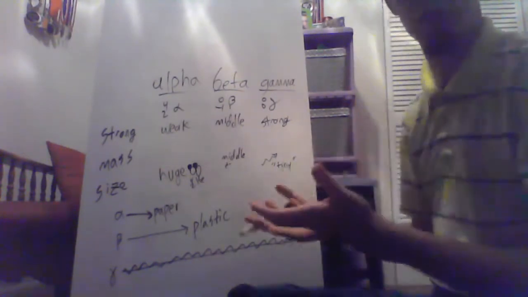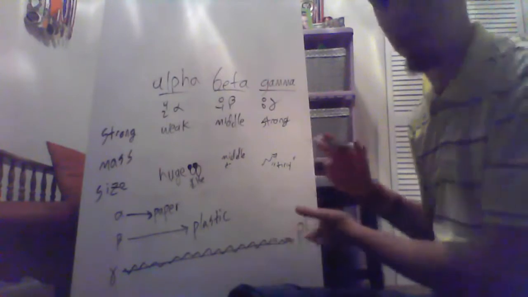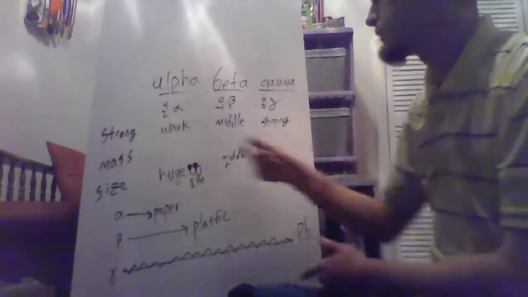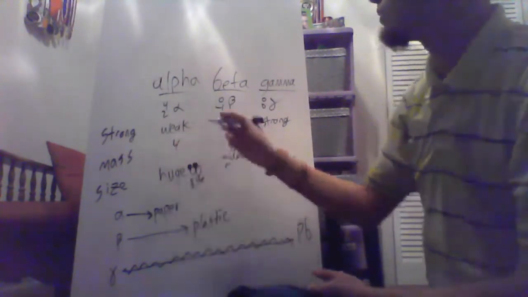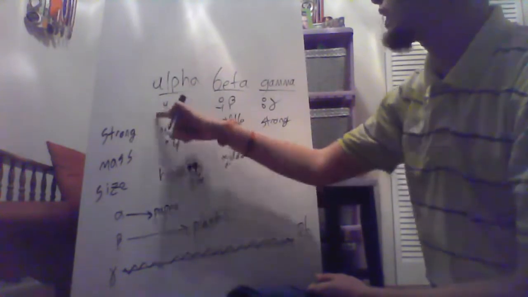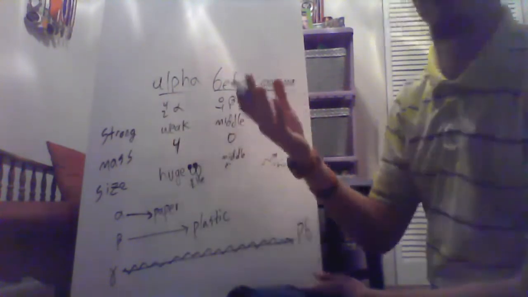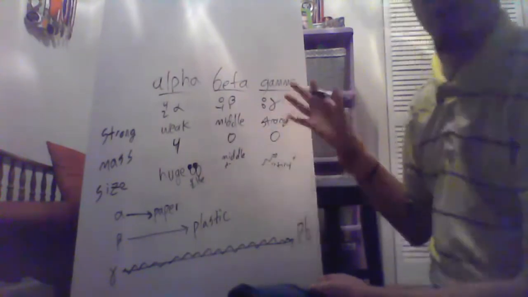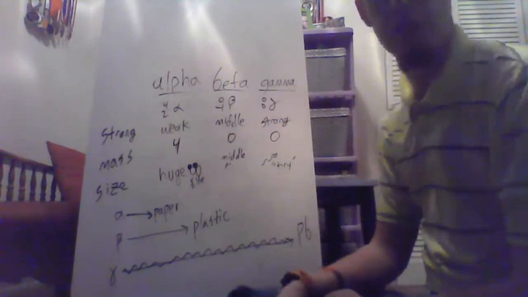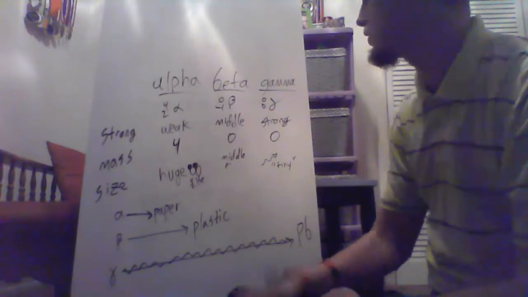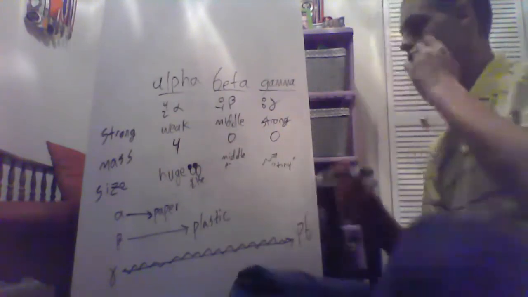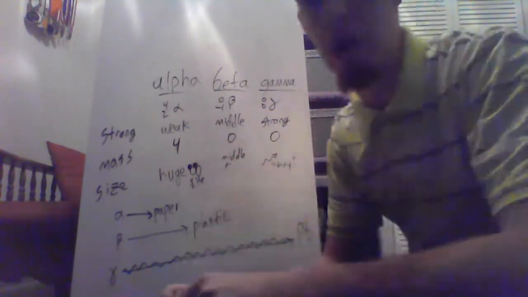Again, think about the Hulk, right? I've said that a few times. It's going to be a really strong one right here. And the mass, you guys already know, the mass of alpha is 4, 2 protons and 2 neutrons. Beta, 0. Electrons don't have a mass. Energy doesn't have mass either. So this is really the chart that I was talking about in that problem.